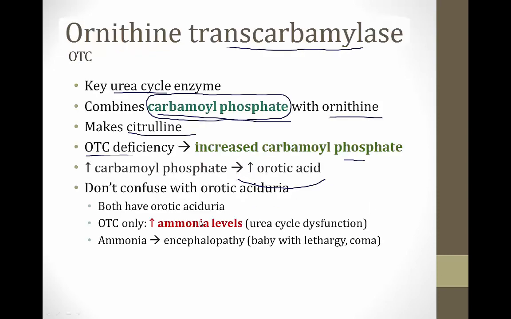So since they both cause orotic acid to appear in the urine, how are you going to tell them apart? Well, only in an OTC deficiency will you have high levels of ammonia, and that's because the urea cycle is dysfunctional. And you may know that ammonia can cause an encephalopathy. This is how liver disease patients get hepatic encephalopathy. So babies born with this condition will have lethargy and coma, all from high levels of ammonia. So when you see that the ammonia level is high, you know that you are not dealing with orotic aciduria. Instead, you are dealing with an OTC deficiency.